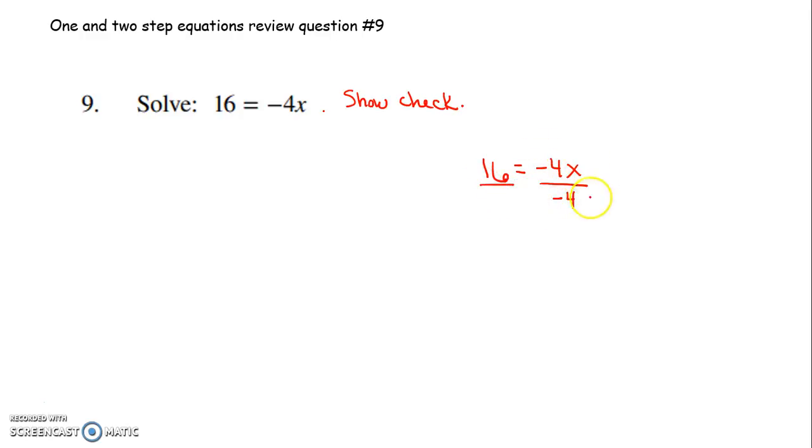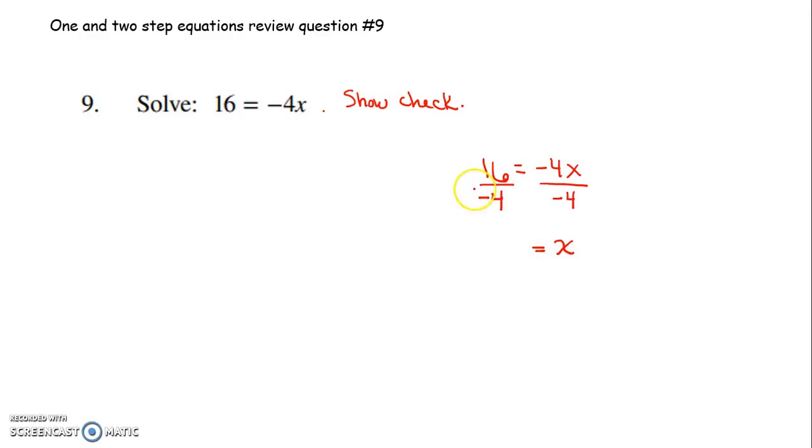If I'm going to divide the right-hand side by negative 4, I need to also divide the left-hand side by negative 4. So let's look over here. What's negative 4 divided by negative 4? Well, a negative divided by a negative is a positive. 4 divided by 4 is 1. Oh, yay! This is now 1x. What's 1 times x? I can just call that x.